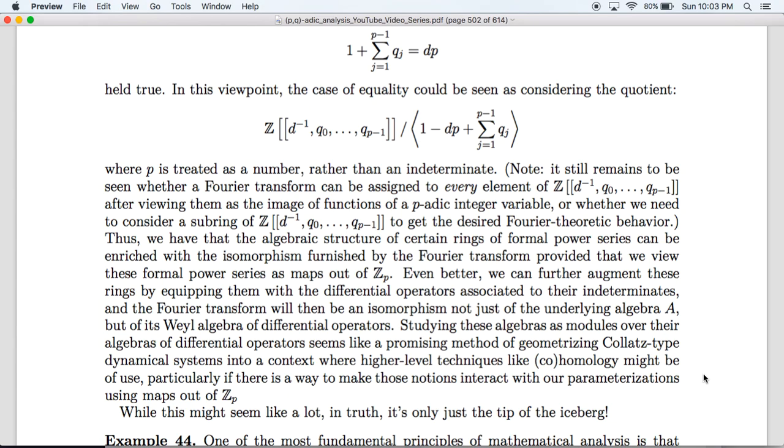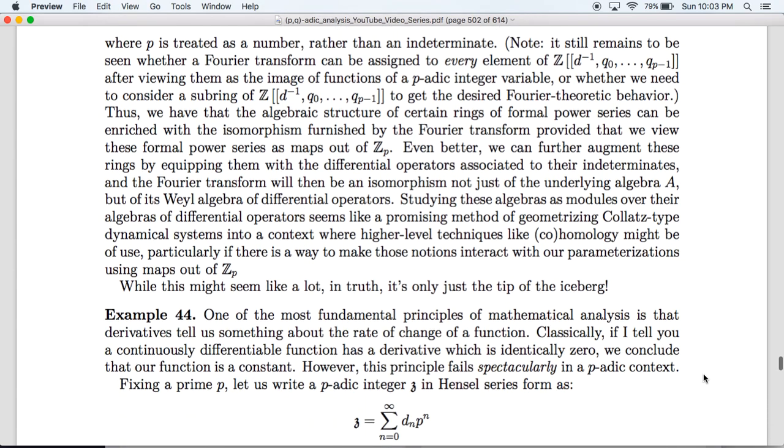Studying these algebras as modules over their algebras of differential operators seems like a promising method of geometrizing Collatz-type dynamical systems into a context where higher-level techniques like homology and cohomology might be of use, particularly if there is a way to make those notions interact with our parameterizations using maps out of Z_p. Now, while this might seem like a lot, in truth, it's really only the tip of the iceberg.